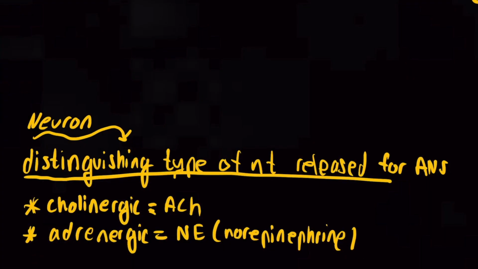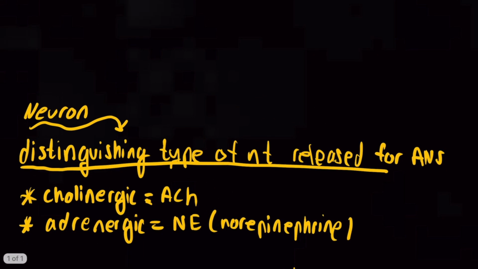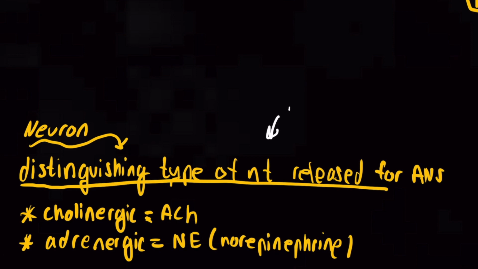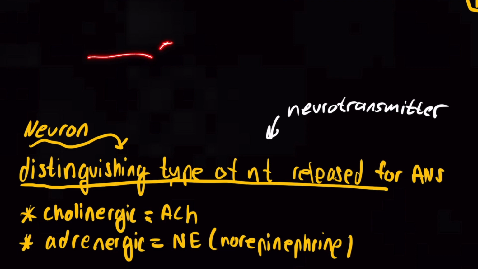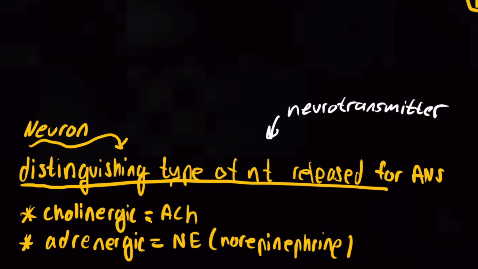Okay. Now, a neuron can actually be distinguished by the type of neurotransmitter. Okay? So I'm just gonna write here neurotransmitter. That's what NT is for. So these neurotransmitters, which are being sent from the image I show you with the preganglionic to the postganglionic, we can determine the type of neuron based on those that are being sent.